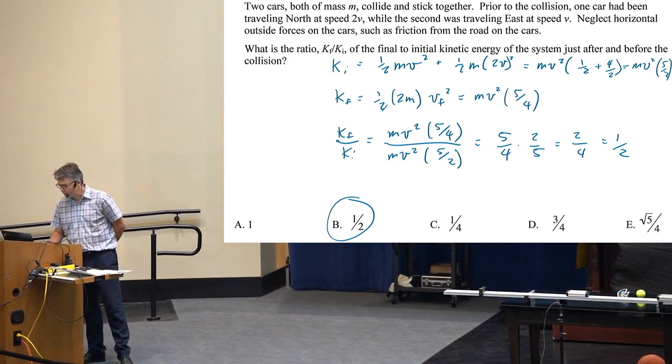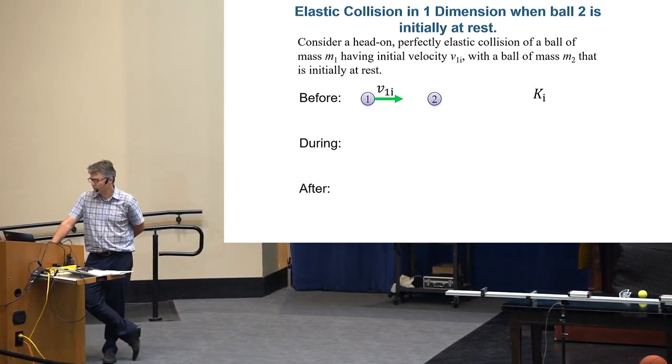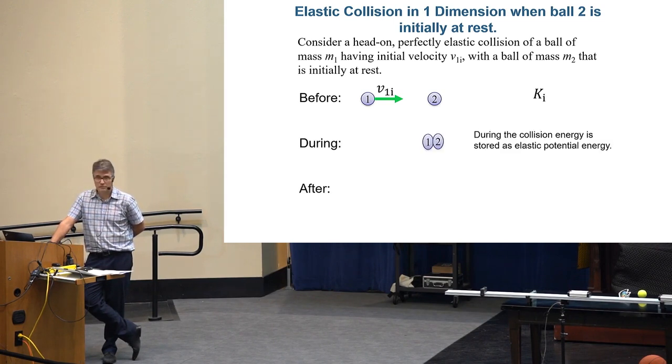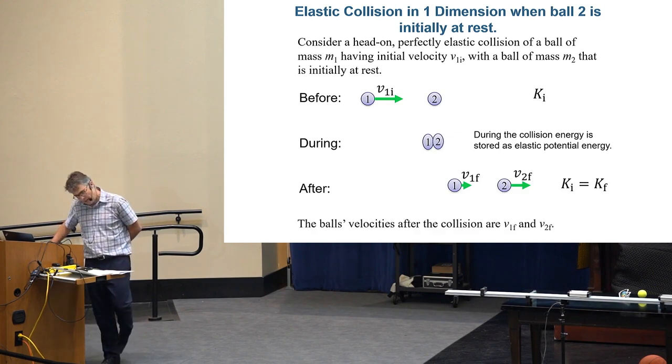So the next thing I'm going to do is try to derive this thing. Elastic collision in one dimension when ball 2 is initially at rest. This is when you consider a head-on, perfectly elastic collision of a ball of mass m1 that has some initial velocity v1 initial with a ball of mass m2 that's initially at rest. During the collision, there's going to be a bunch of stored energy, but after the collision, the final kinetic energy is equal to the initial kinetic energy by definition of an elastic collision. So all the energy gets released again. And then the final two balls have different kinetic energies.